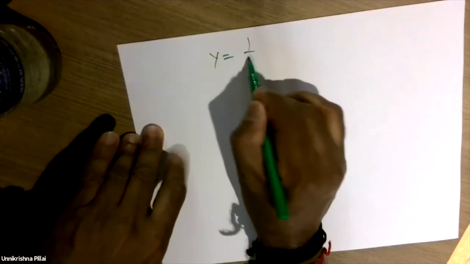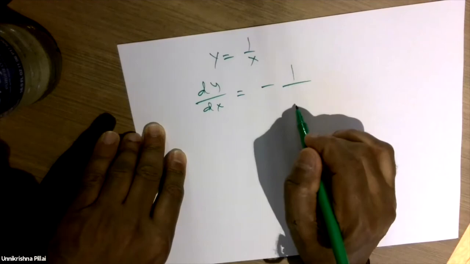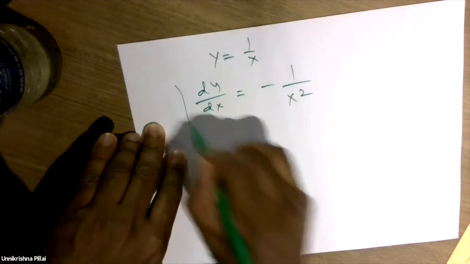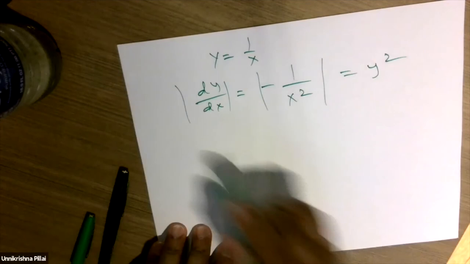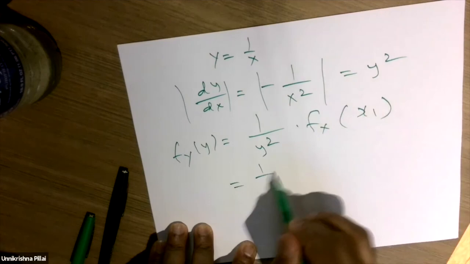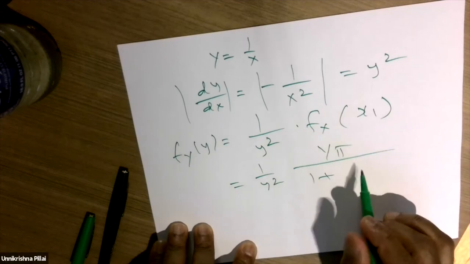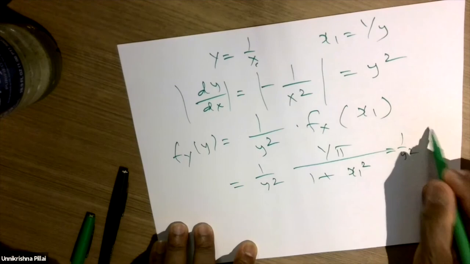The absolute value of 1 over x squared. Because 1 over x is y, we are ready. There is only one solution: 1 over the absolute value of dy by dx multiplied by fx evaluated at x1. So that's 1 over y squared, times 1 over pi divided by 1 plus x1 squared. But x1 is 1 over y. So this is 1 over y squared, 1 over pi, 1 plus 1 over y squared.